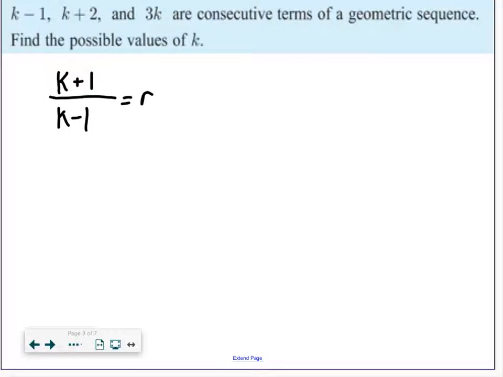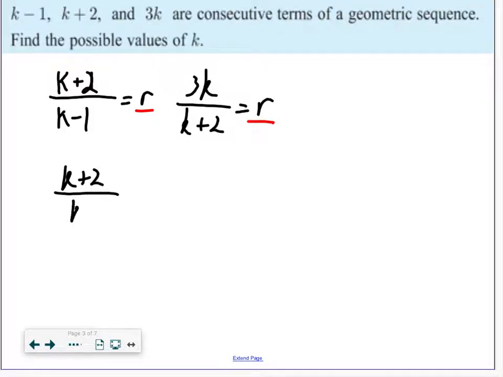Sorry, this was k plus 2. And I also know that 3k divided by k plus 2 has to equal r. So by substitution, equating the r's, if those two r's have to be the same, then k plus 2 over k minus 1 is equal to 3k over k plus 2.